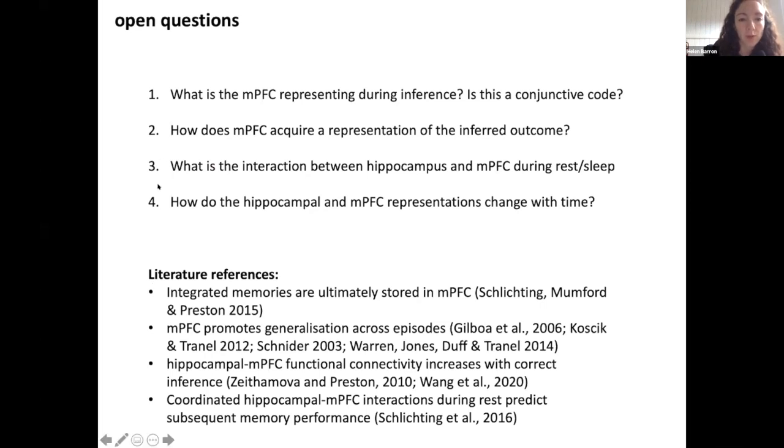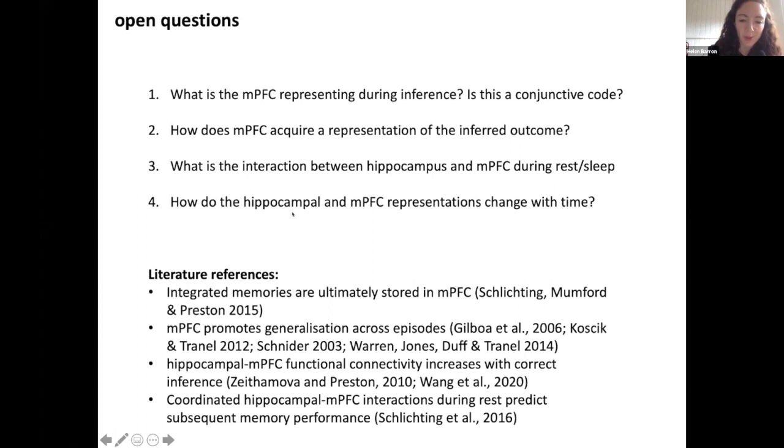The third question is, what is the interaction between the hippocampus and medial prefrontal cortex during rest and sleep? And that might explain the second question. And number 4 is, how do the hippocampal and medial prefrontal cortex representations change with time? Because I think we've touched upon this already, but we know that memories in the hippocampus show temporal dependency. So is it the case that there is some kind of transfer of information from the hippocampus to the medial prefrontal cortex with time?